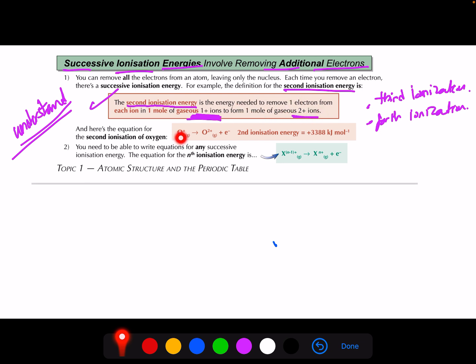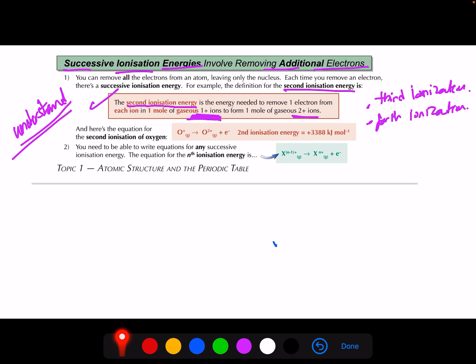If they ask me to write down an equation for second ionization energy, it's definitely an endothermic reaction, that's why we see the plus here. So for second ionization energy for oxygen, you gotta use the +1 ion of oxygen. Don't forget the gaseous state. If you forget the state symbol, you will lose 1 mark. So don't forget the gaseous state, to give oxygen +2, because it already has lost the second electron, plus 1 mole of electrons. That's the second ionization energy.